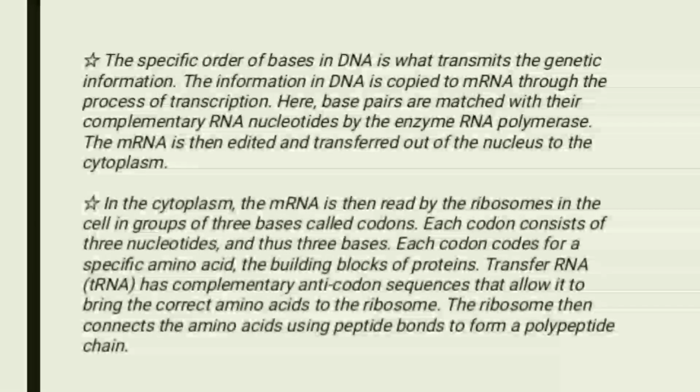So the specific order of bases in DNA is what transmits the genetic information. The genetic information is copied from DNA to mRNA through the process of transcription, where base pairs are matched with their complementary RNA nucleotide by enzymes such as RNA polymerase. The mRNA is then edited and transferred out of the nucleus to the cytoplasm.